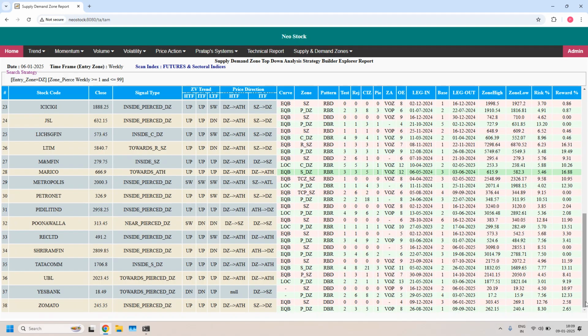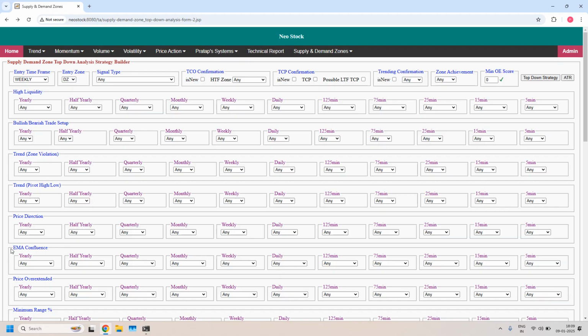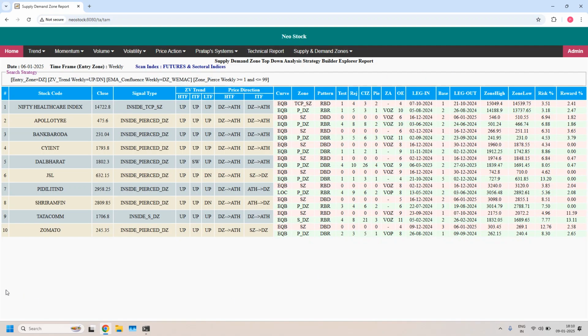Out of these 38, how many have EMA Confluence? This EMA Confluence is useful only in the third strategy, pierced zones having new order flows. So in the EMA Confluence, weekly time frame, weekly demand zone having weekly EMA Confluence, and trend on weekly time frame should not be sideways. It can be up or down. We got 10 stocks. These 10 weekly demand zones have a weekly EMA Confluence.